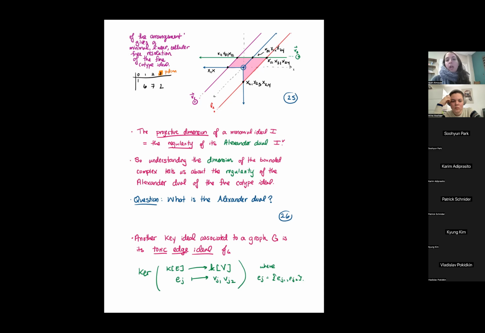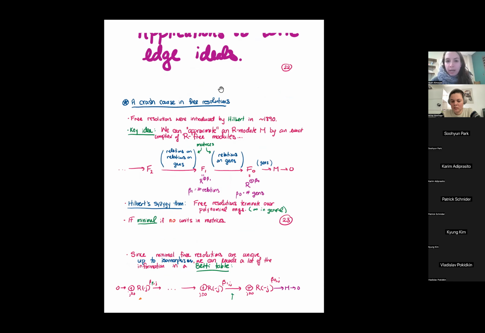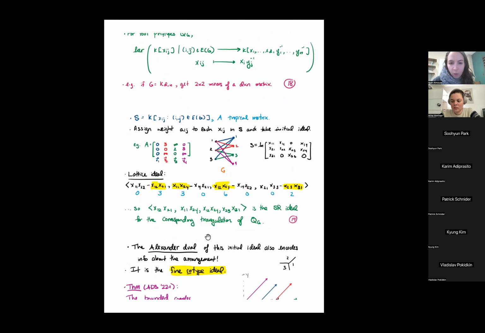The other key thing is that the projective dimension of a monomial ideal is always equal to the regularity of the Alexander dual of that monomial ideal. I think this was first observed by Terai. So understanding the dimension of the bounded complex tells us about the regularity of the Alexander dual of this cotype ideal. And you might remember earlier, I interpreted the cotype ideal as the Alexander dual of the initial ideal of the toric ideal corresponding to the root polytope.